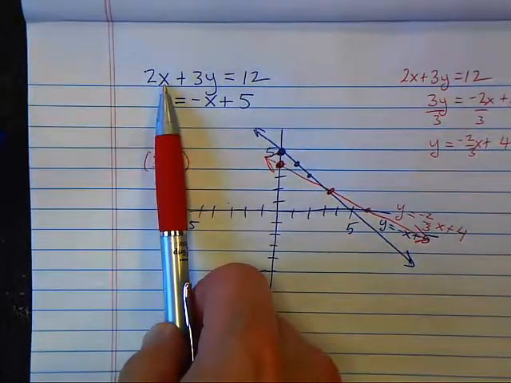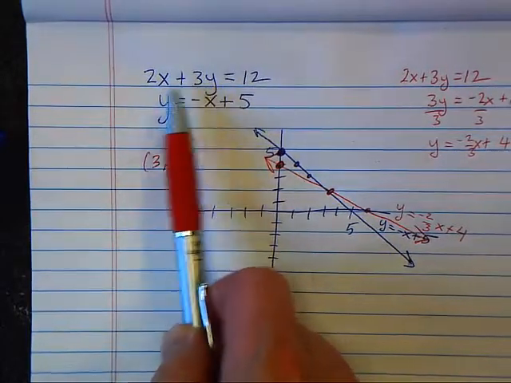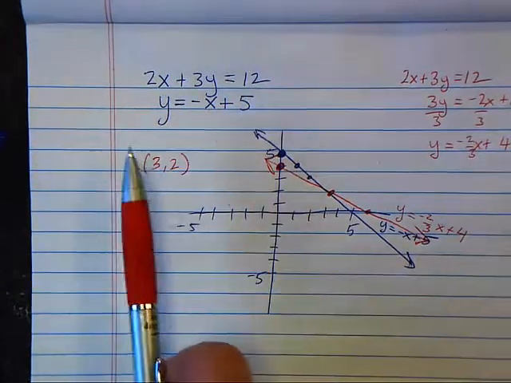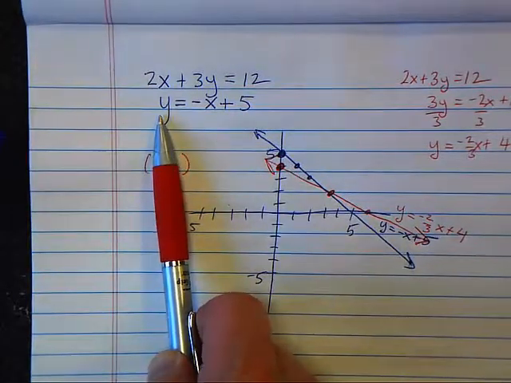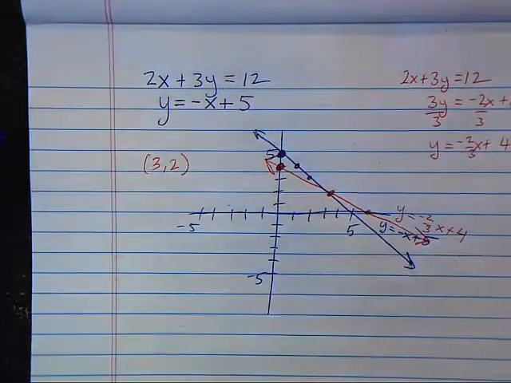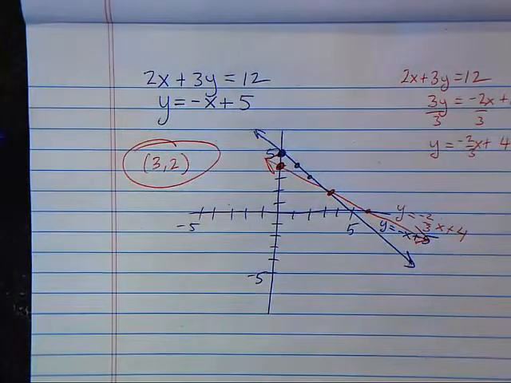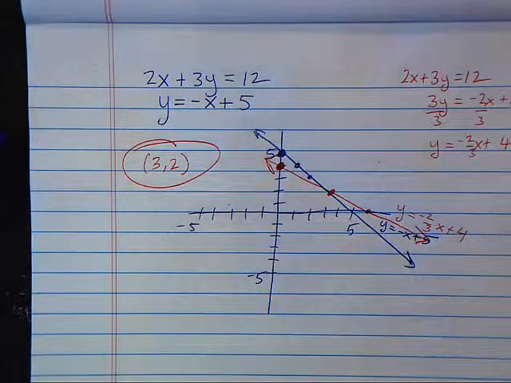So if I plug 3 in for x and 2 in for y, I get 6 plus 6, which is 12. So that one seems to work there. And if I plug in here, I get 2 equals negative 3 plus 5. Does 2 equal negative 3 plus 5? Yes. So we do happen to have the right answer. But I think it's a really good idea, after you draw your graph and find where they cross, to plug them back in and check. And that'll help. All right, our answer there was perfectly correct.